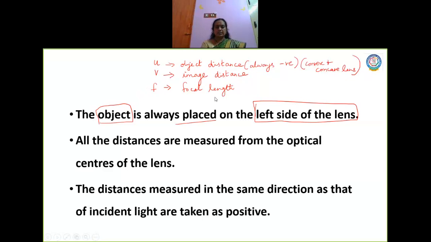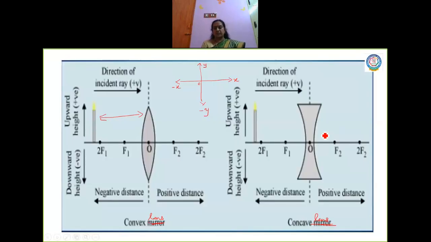Now look at the second rule. All the distances are measured from the optical center of the lens. So whatever distance you measure, where should you start measuring from? You should start measuring from the optical center. Here is the optical center. So you always measure the values starting from the optical center. When you measure the distance of the object, you measure from here to here. That is why I said you have to take the value as negative. It is towards the negative x-axis. From the optical center to the object, the distance is measured negative.